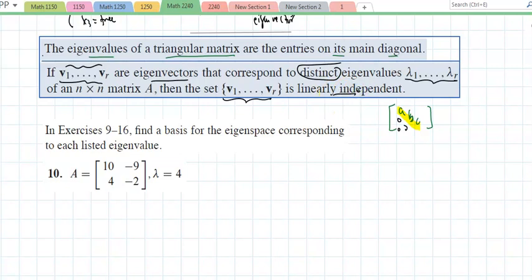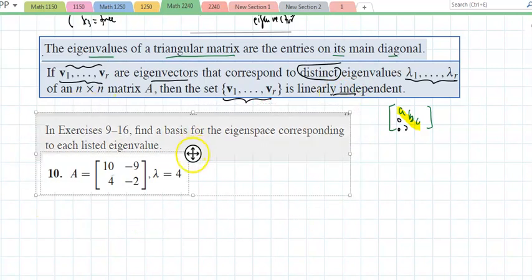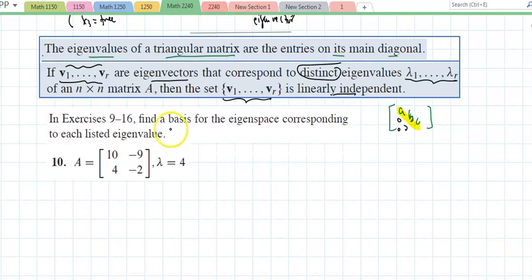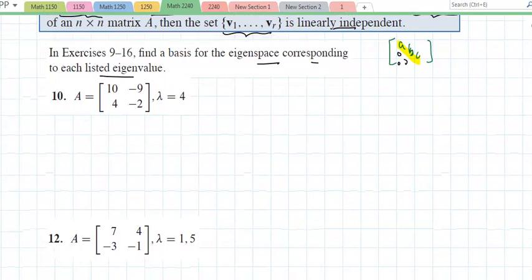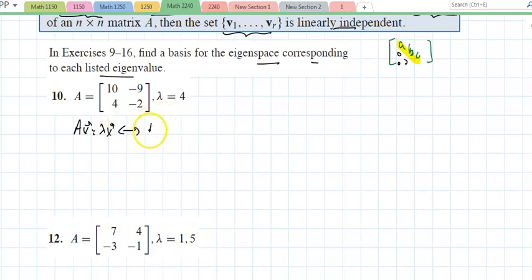linearly independent. And what's the deal with bases? When it says find a basis for the eigenspace corresponding to the listed eigenvalue, they're saying find the linearly independent eigenvectors. And how do you do that? Well, we could start with, we want Ax to equal lambda x, or simply we want A minus lambda I times x to equal 0. And how does that work?